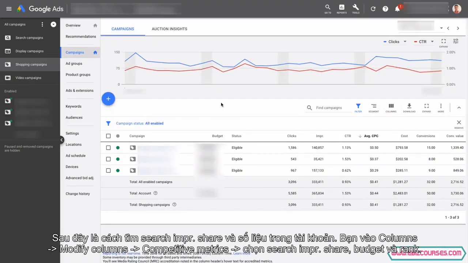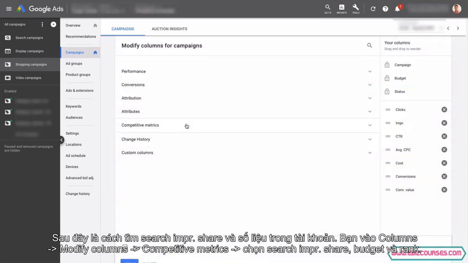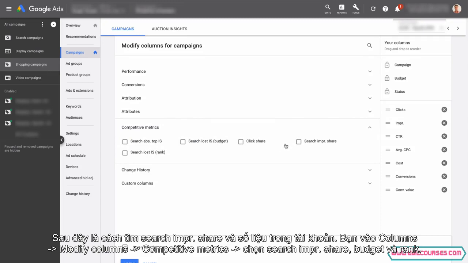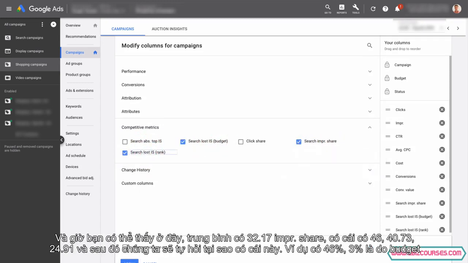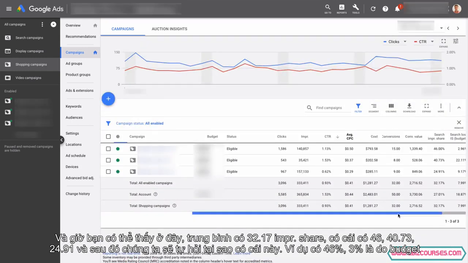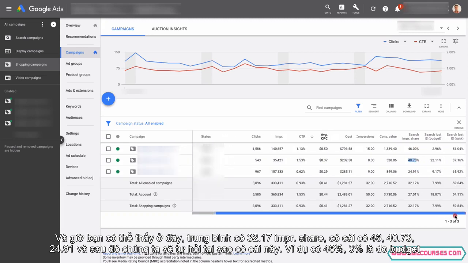Here's how to find the search impression share metrics in your account. Again, you go to columns, modify columns, competitive metrics, and there you select search impression share, budget, and rank. Okay, so you can see them here. On average, we have a 32% impression share. For one of the campaigns, we have 46, for one we have 40, for one we have 25. And then we can see why that is.